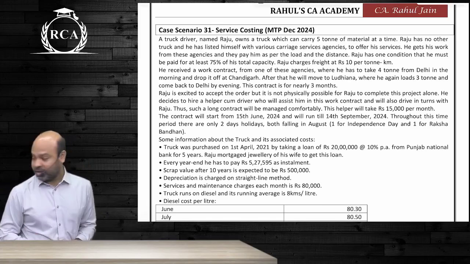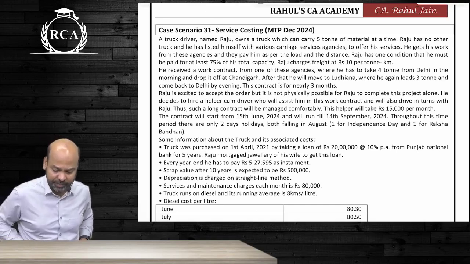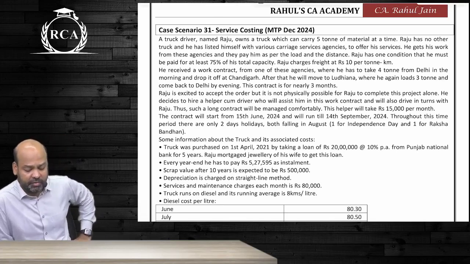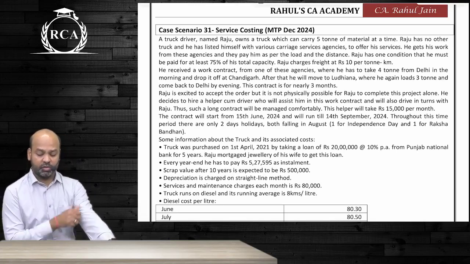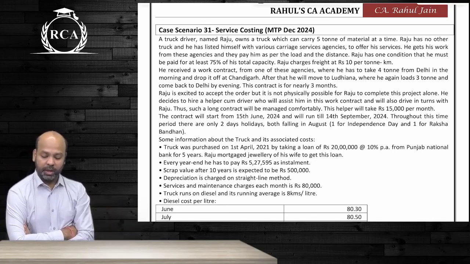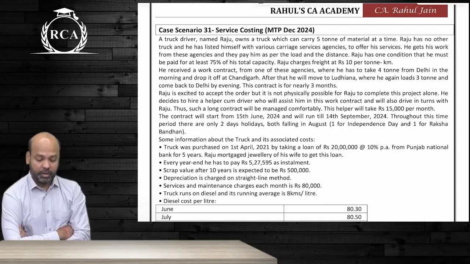Yes guys, a truck driver named Raju owns a truck which can carry 5 tons of material guys at a time. Raju has no other truck and he has listed himself with various carriage service agencies to offer his services. He gets his work from these agencies and they pay him as per the load and the distance. Raju has one condition, that he must be paid for at least 75% of his total capacity. Raju charges a freight of 10 rupees per ton kilometer.